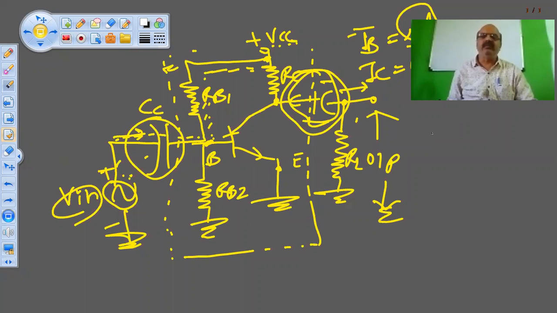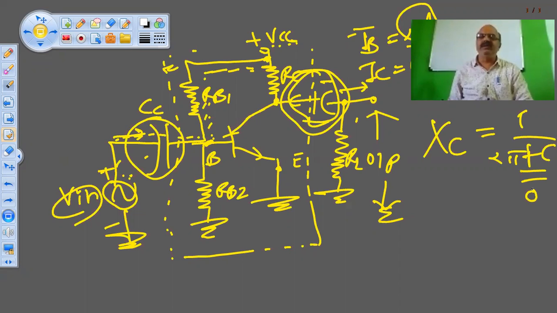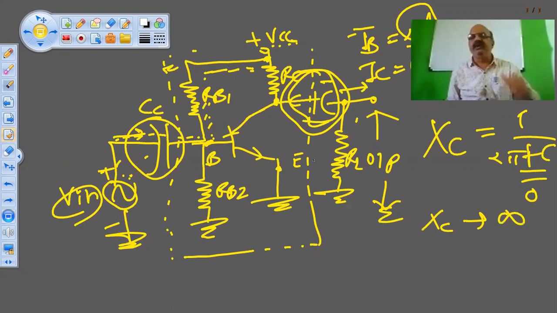This is the property of the capacitor, because Xc, that is capacitor reactance, is 1 upon 2 pi Fc. So if F is 0, DC means frequency is 0, Xc will tend towards infinity.